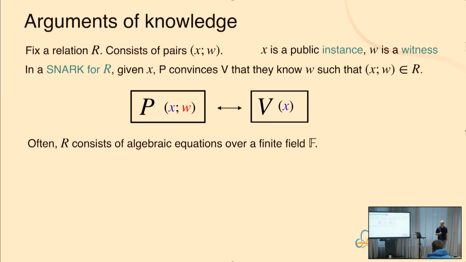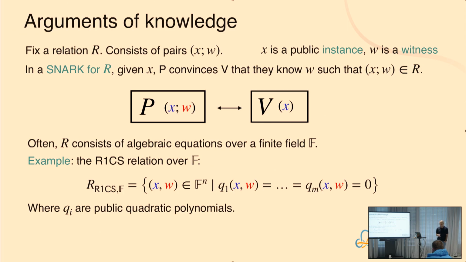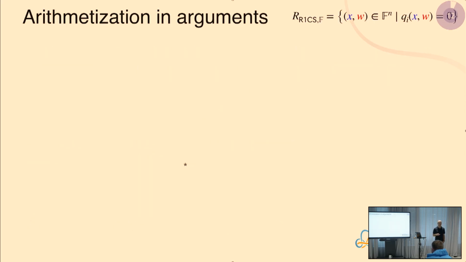It's just a bunch of polynomial equations. It's a system of polynomial equations where some variables have a public entry. For example, the R1CS relation over F is really just a system of quadratic equations with some fixed constants that are the x's. Other examples are AIR, Plonkish constraints, CCS, and this new type of constraint called M3 from the Irreducible team. They are all just systems of equations when you look far enough.